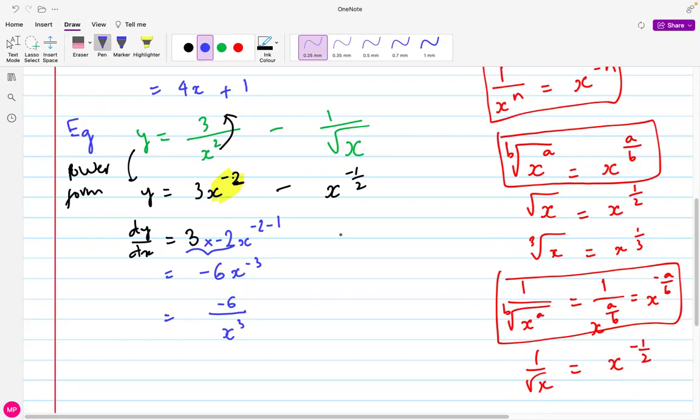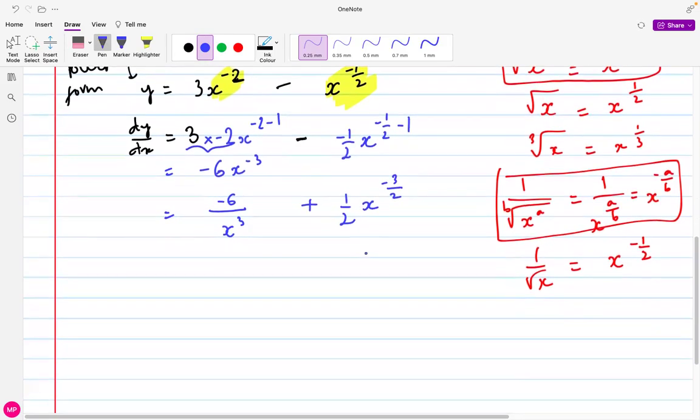Then we do the next term. Minus, now we're going to do x to the power of negative 1/2. What we do, same formula. So negative 1/2, we bring to the front, so negative 1/2. X to the power of, we take 1 off the power, negative 1/2 minus 1. So negative and negative become positive 1/2. And then negative 1/2 minus 1 is negative 3 over 2.